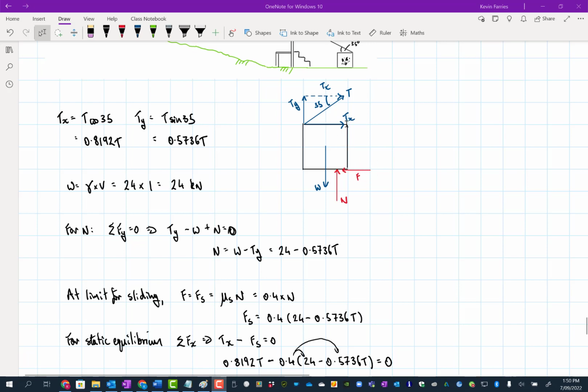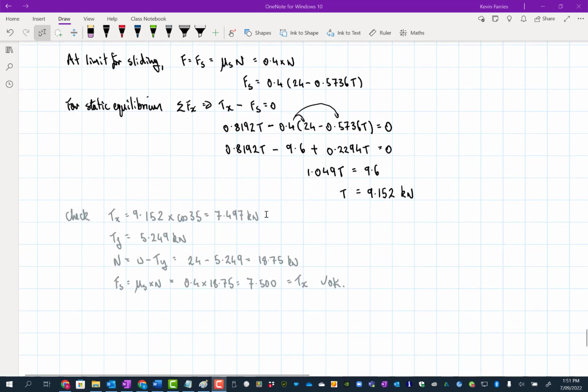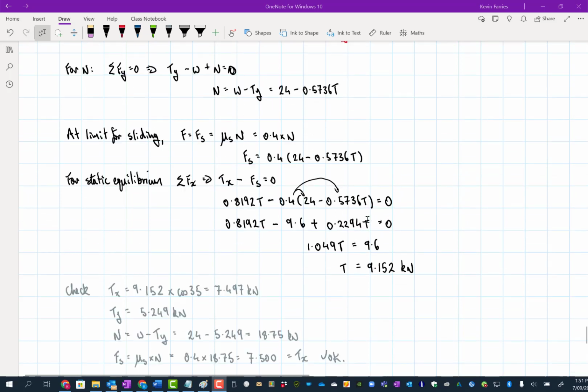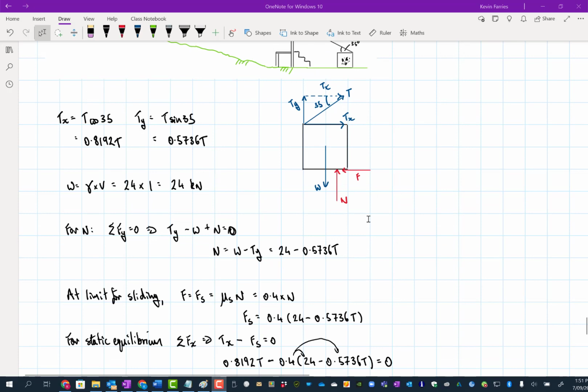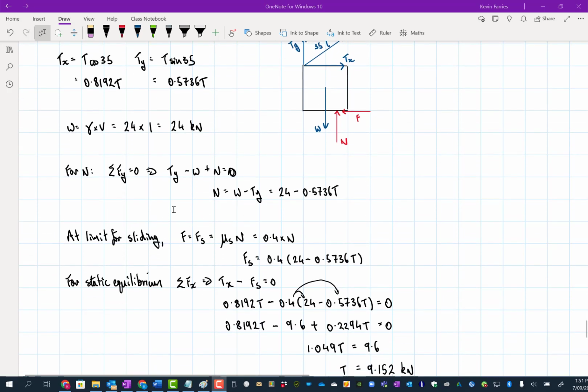And then we can check at the critical point, this Tx will be equal to that Fs, the critical friction. And that's what we're getting to within the rounding error. So I've worked out Tx, Ty, the normal force, and Fs based on that normal force. And what we find is Tx is equal to Fs. And so that's the critical point for sliding. So for sliding, the maximum tension would be 9.152 kilonewtons.